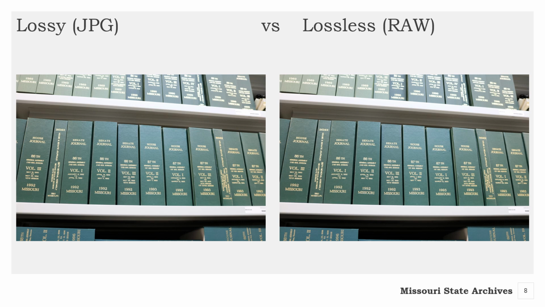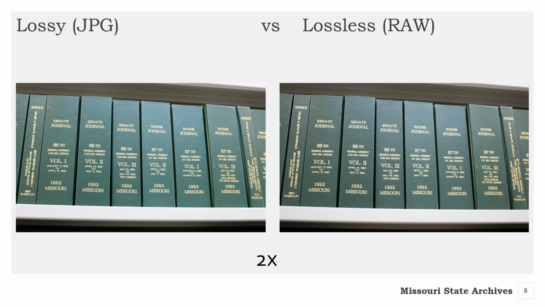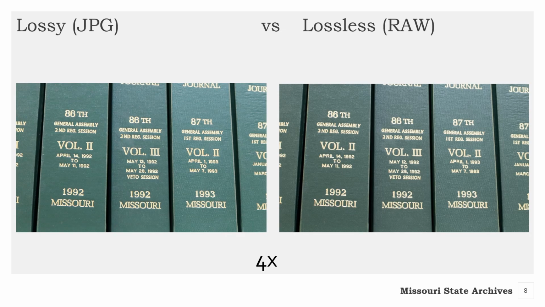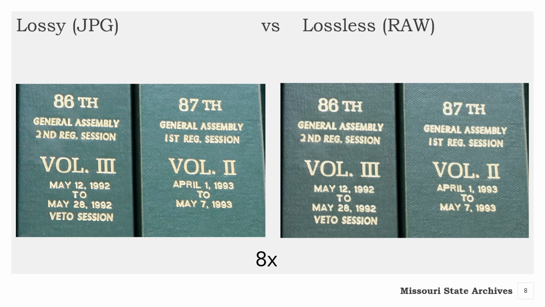Here is another way to look at the difference between lossy files and lossless. At first glance, these photos look identical. The one on the left is the JPEG and the one on the right is the CR2 RAW file. If we zoom in 2 times, there's still not much of a difference. Same with 4 times. Once we hit 8 times zoom, the differences start to emerge.